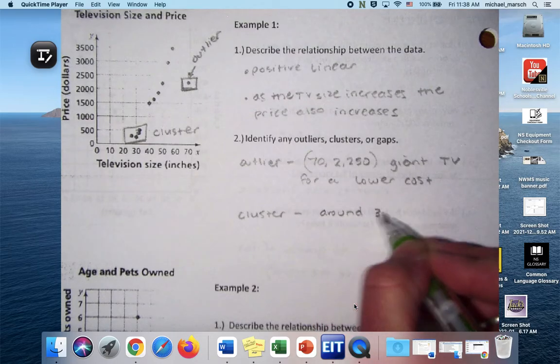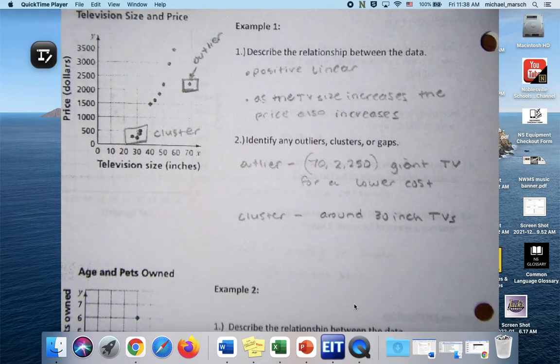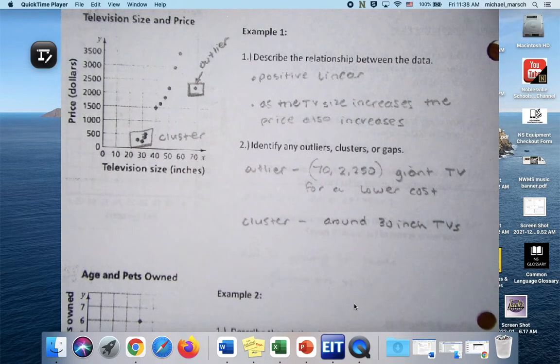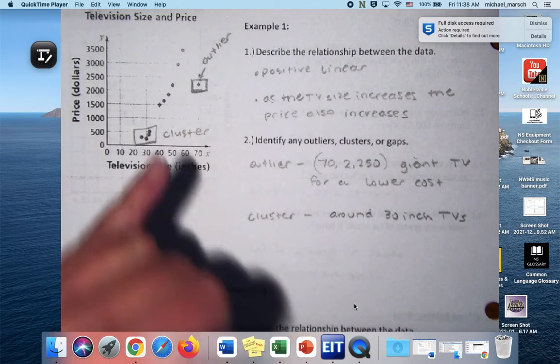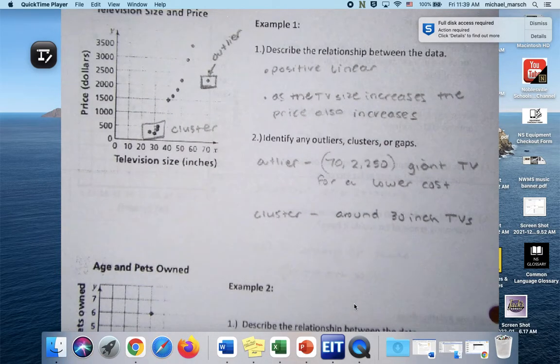Around 30-inch TVs, right? So the prices don't vary. They're not drastically different for that size of television. And then the bigger the TVs get, the prices change, probably based on the quality. Right, but you can't really do a whole lot with a 30-inch television.